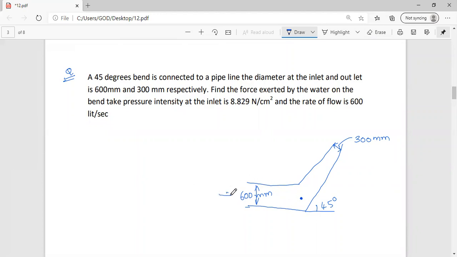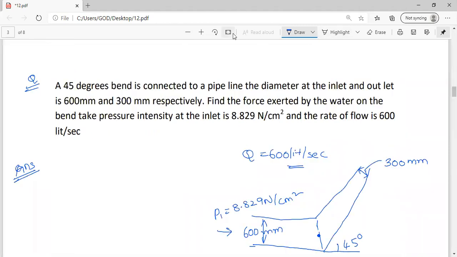If pressure 1 intensity is given as 8.829 Newton per centimeter square and the rate of flow Q is equal to 600 liters per second. If we observe carefully, this is given in liters per second, this is given in centimeter square, millimeter. So there are many variations. So first you can convert all together into a single system of units. Then you will write easily.